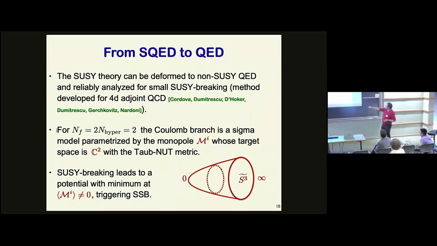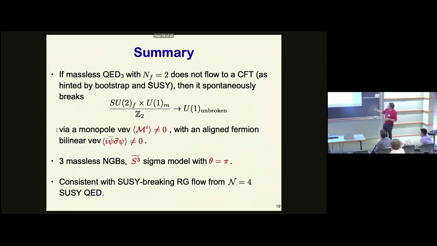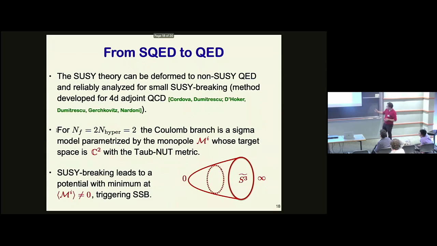Taub-NUT is C^2 with an asymptotic squashed 3-sphere at infinity. You should think of this direction here as the weak coupling direction in the problem, and this is the origin of the Coulomb branch, which is strongly coupled. And the Taub-NUT metric is some interesting metric on this space that I'm not showing you.